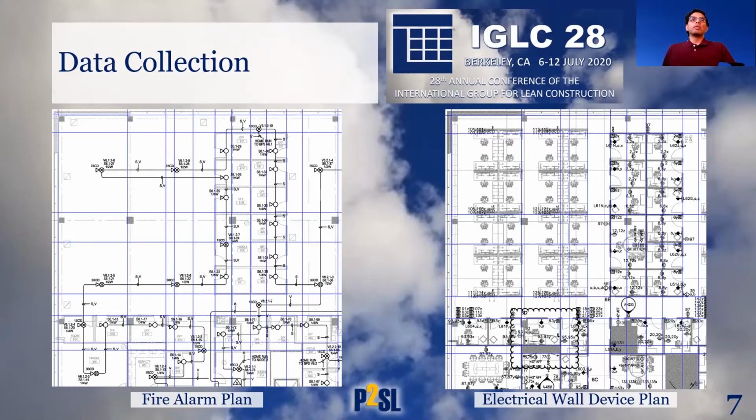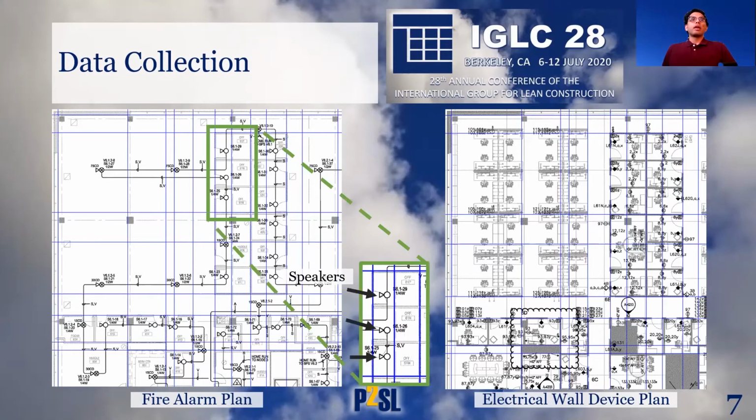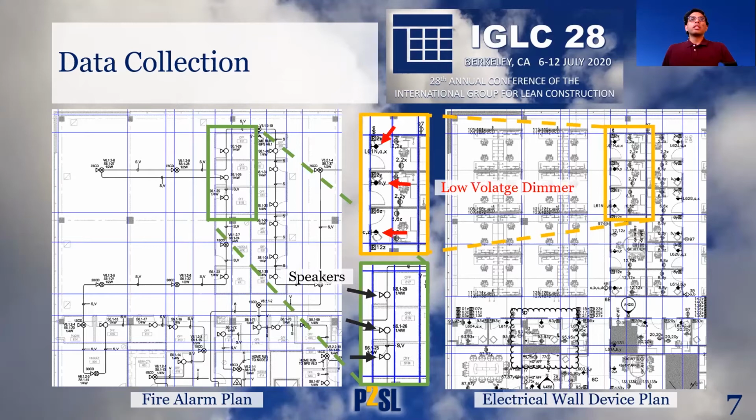Here are 2 examples, where the fire alarm plan is shown on the left and the electrical wall device plan on the right. In the figure, 3 fire alarms and 3 low voltage dimmers are identified in a particular cell, which have to be installed during a particular step. With the quantities of work in each cell, the production rate is multiplied to calculate the work density for that cell. This is repeated for each process step and for each cell on the floor. Thus, cell definition becomes an essential part of how the tool works.